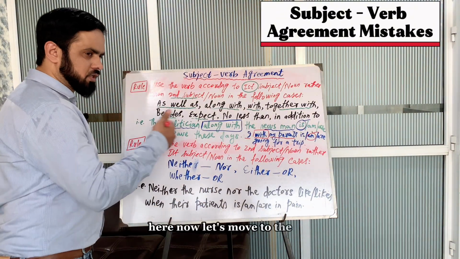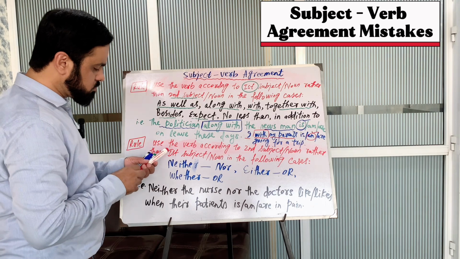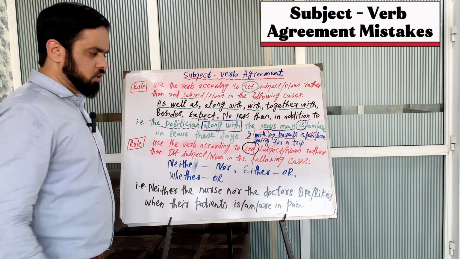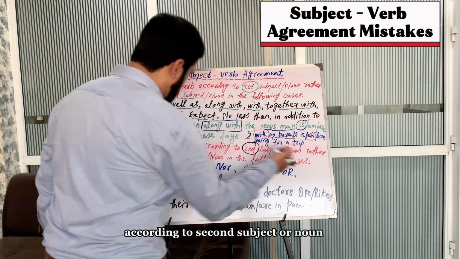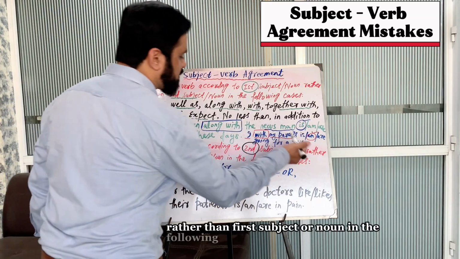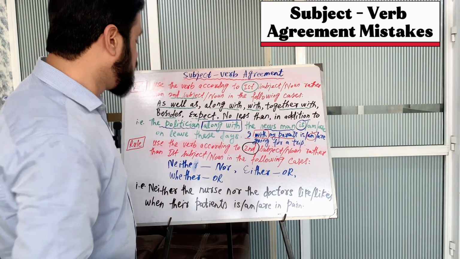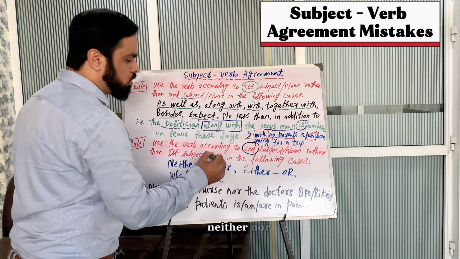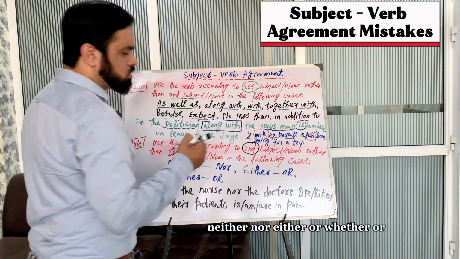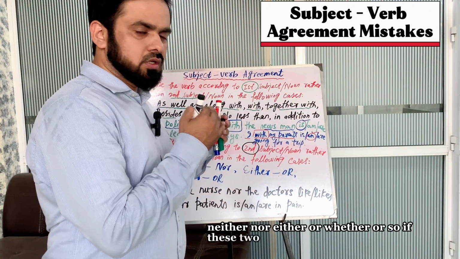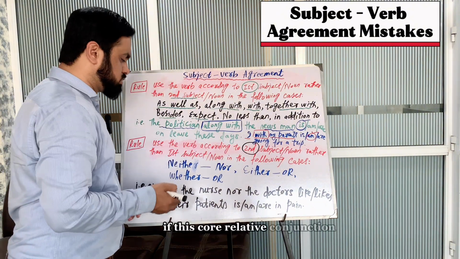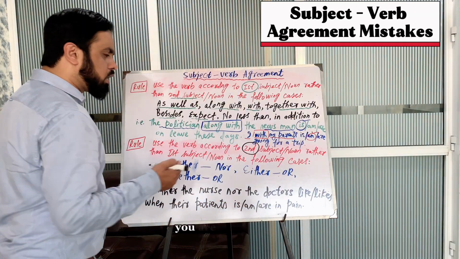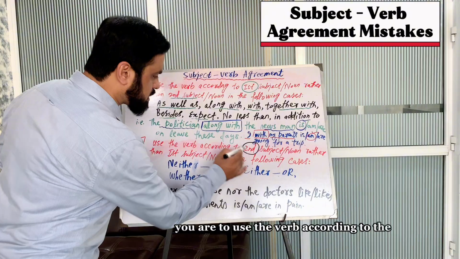Now let's move to the next rule. Use the verb according to the second subject or noun rather than the first subject or noun in the following cases. Those cases are neither nor, either or, whether or. These are correlative conjunctions. If these correlative conjunctions join two subjects together, you are to use the verb according to the second subject.